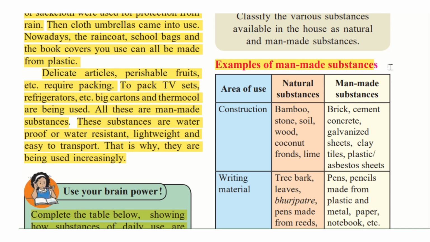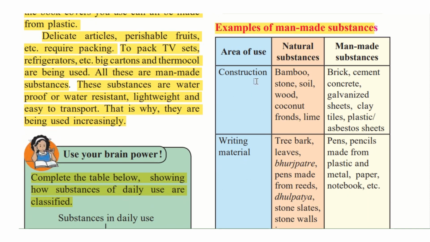Examples of man made substances. So, here is a column and let's look at it. We have area of use, natural substances, and man made substances. So, in the construction industry, when we are constructing buildings or houses, what all things do we require? Natural substances are bamboo, stone, soil, wood, cotton fronds.